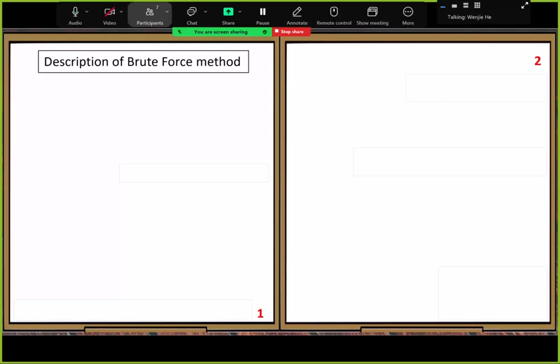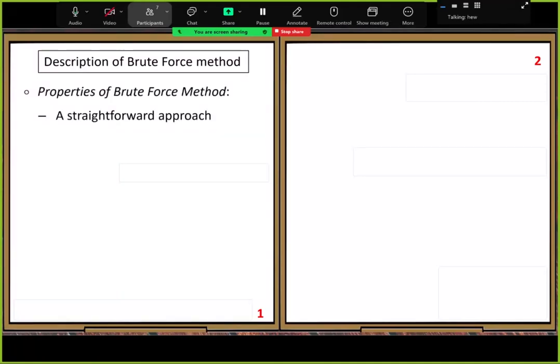Let's look at the main properties of this method. First, it's a straightforward approach. Brute force. So you do not need to do anything special to solve any given computing problem. When you start, you do not apply any special technique. Just work on the problem in a straightforward way, without any manipulation, so work on it directly. So you can always apply it to a problem.